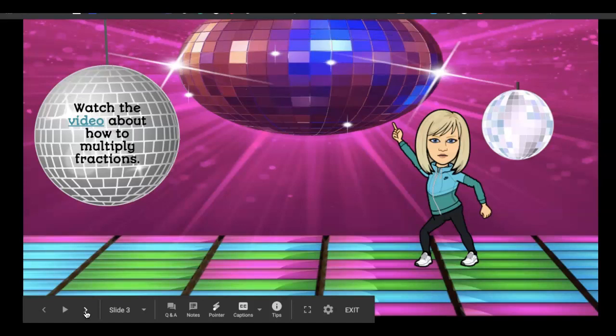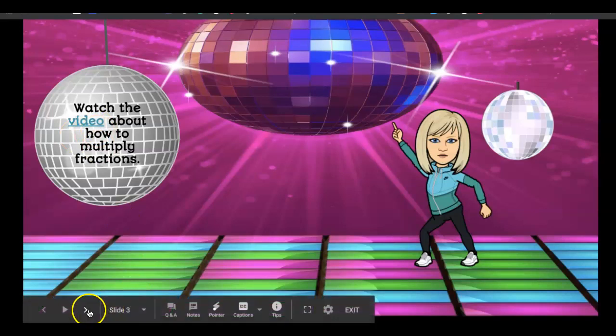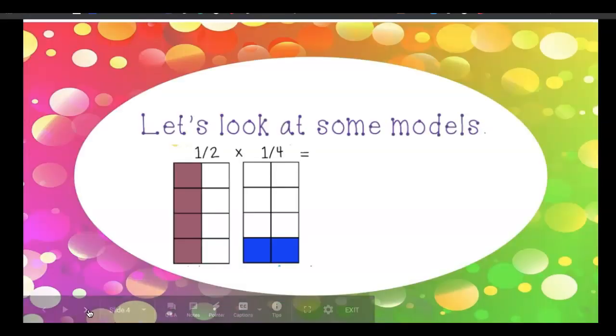When you do get on the slideshow, make sure you click on this video to watch how to multiply fractions. So first let's look at some models. So we're going to multiply 1/2 times 1/4. We want to know it's 1/2 of 1/4. So we want to see what 1/2 of 1/4 is.